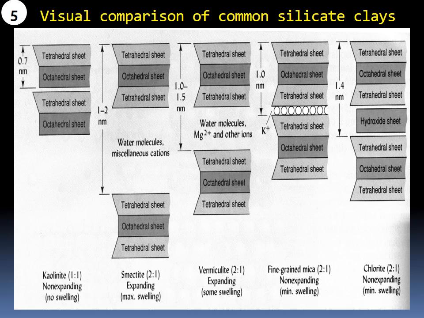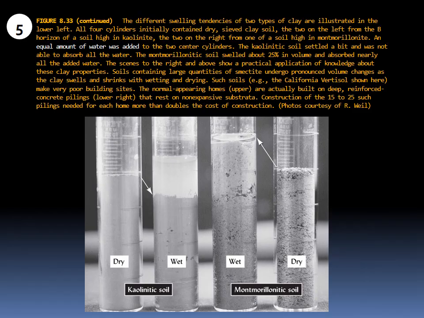Like smectite and vermiculite, the bonds are weaker, that's why they are expanding. Whereas in the case of fine mica and chlorite, the bonds are stronger, and that's why they are not expanding. Here is an example that illustrates the difference in expansion between kaolinite and montmorillonite, which is the same as smectite.